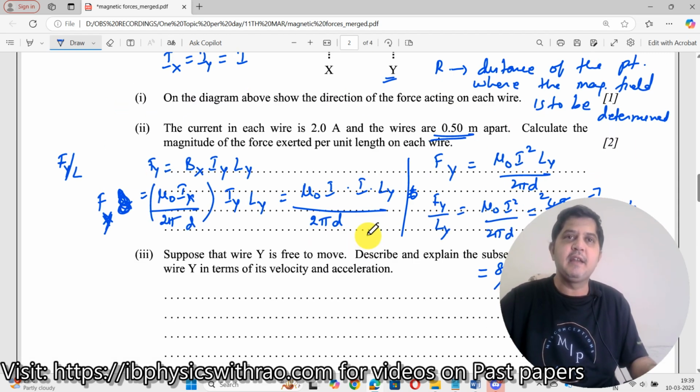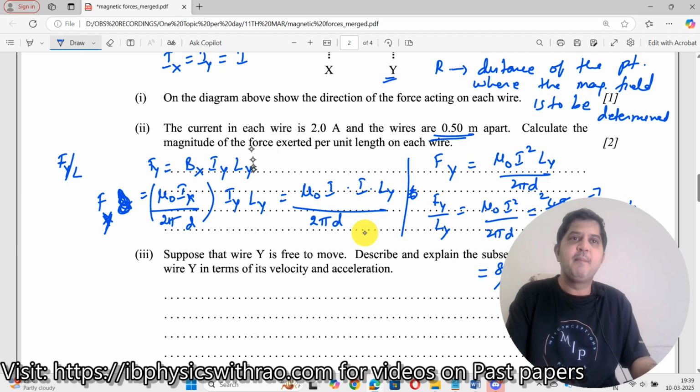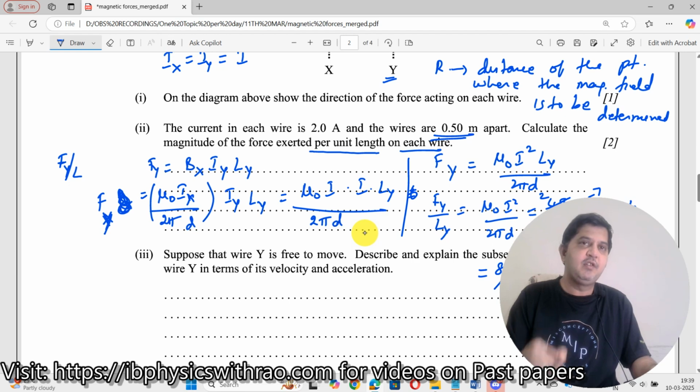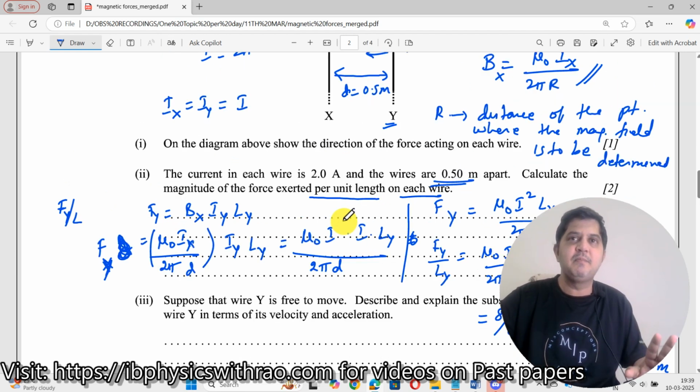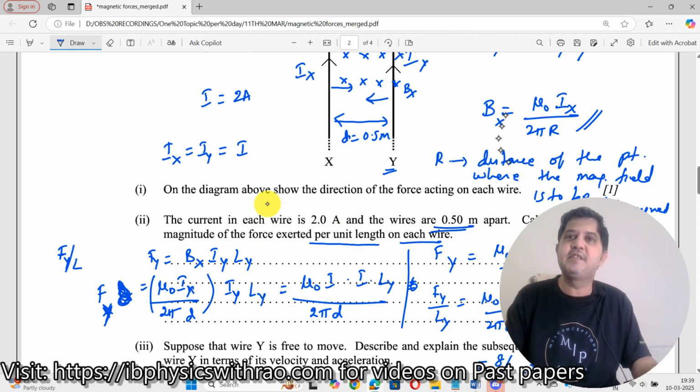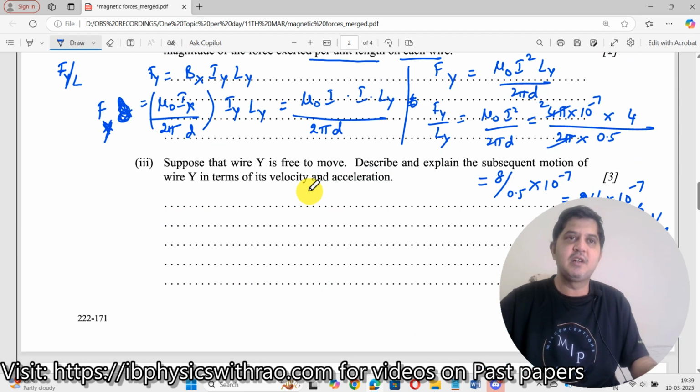What is it that we require? We also require the same thing. It says magnitude of the force exerted per unit length of each wire. So don't assume that these kinds of questions may not come. They may also come, provided that at the same time this information is given to you. Okay, next, let us move on to the next one.